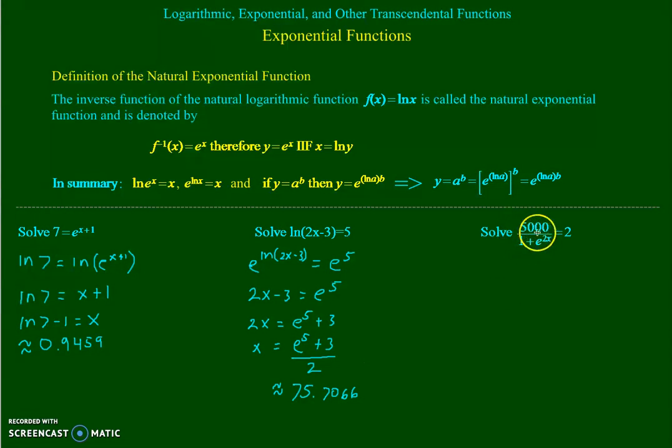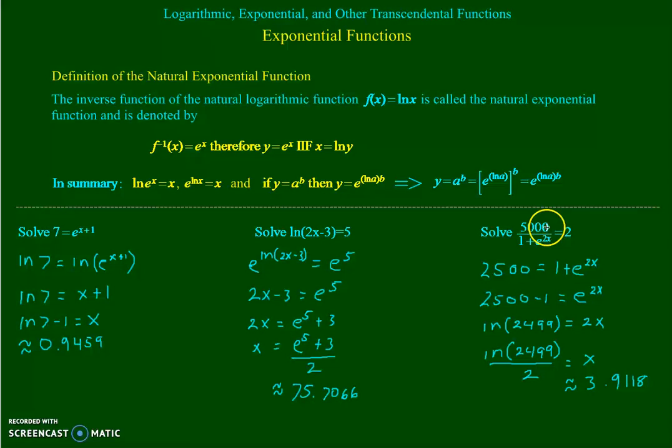Alright, let's take a look at one more example. So here we have something that's kind of a mix of issues. What I'm going to do with this guy is multiply both sides by 1 plus e to the 2x and then divide both sides by 2. And that'll simplify things a little bit to start out. So you can see 5,000 divided by 2 is 2,500, and then multiplying both sides by 1 plus e to the 2x gives us this. Then I just subtract the 1, and I'm left with e to the 2x. And I can do something similar to what I did on this example, and just take the natural log of both sides.